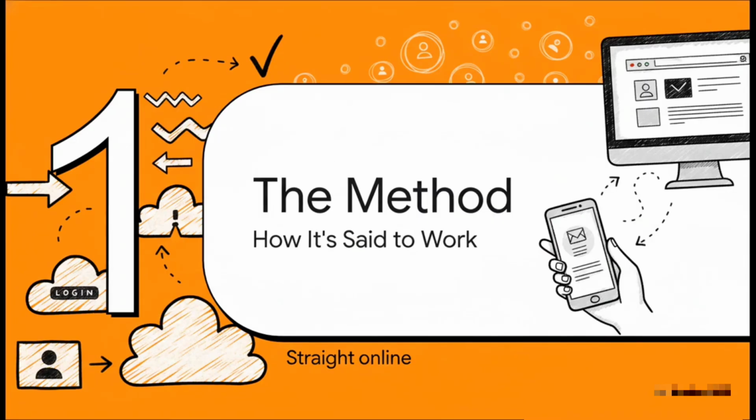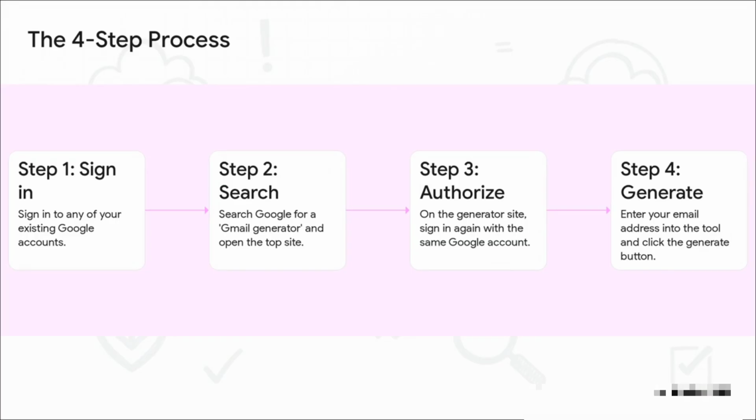So, how is this magic trick supposedly performed? Well, the method they lay out is incredibly simple. You don't need any special software or any real technical skills at all. The whole process is literally just 4 steps. First, you sign into your normal Google account. Easy enough. Second, you just Google Gmail generator and click the top result. Third, you authorize that website using that same Google account. And finally, you type in your email address and click generate. That's it. It really does seem way too simple to be true, doesn't it?